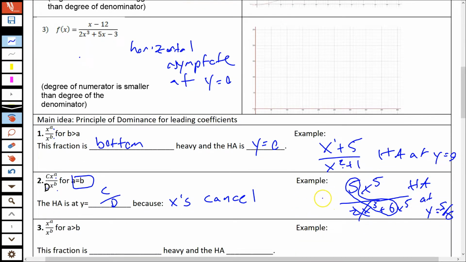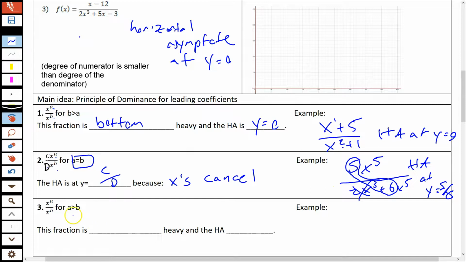All right, and our last case, if the top is bigger, so a is bigger than b, the fraction is top heavy. The top is growing faster than the bottom. Then the horizontal asymptote does not exist. So an example, any example where the top is bigger than the bottom works here. x to the 85th over x would have no horizontal asymptote. Okay. So that's the key idea here.